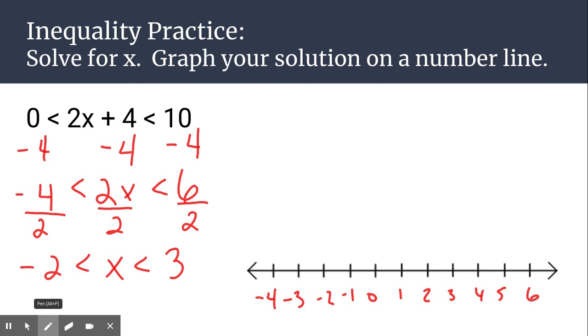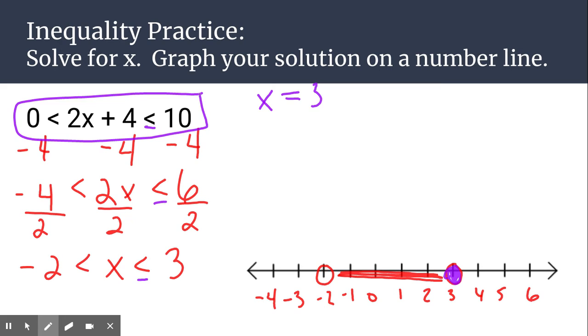I need open circles at -2 and at 3, and I have to shade the x's in between. Now, how would this problem change if I made this perhaps less than or equal to? Well, my solution would look like this, and then I need to shade this point in. Why is that? Well, that means x equals 3 is included in the solution set for this inequality.